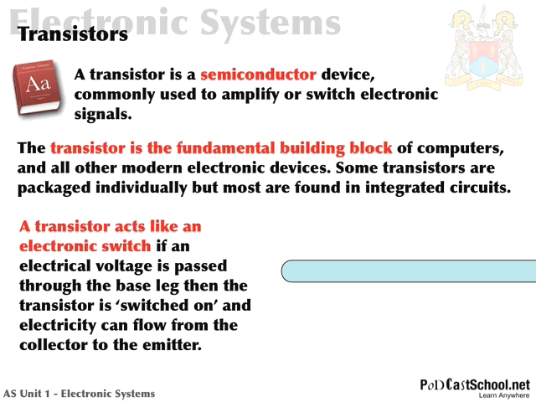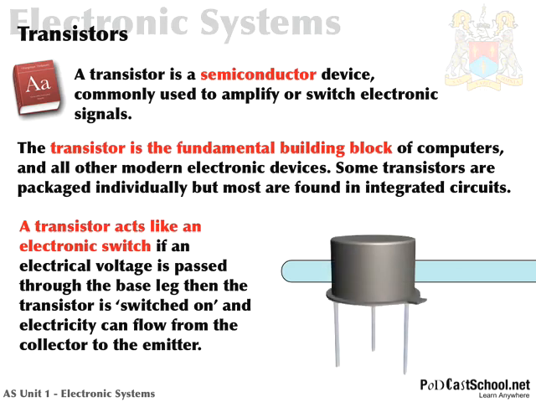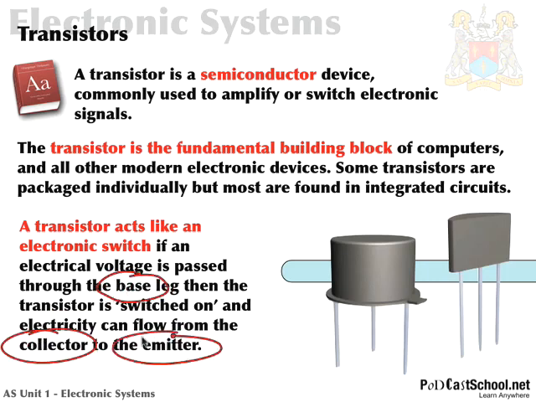Fundamentally then, I've said that the transistor acts like an electronic switch, and if electrical voltage is passed through the base leg, alright, let's first of all have a look at what we mean. The transistor looks like this. One of these is the base leg. Then the transistor is switched on, and the electricity can flow from the collector to the emitter. Okay, so we've got three terms there: the base, the collector, and the emitter.